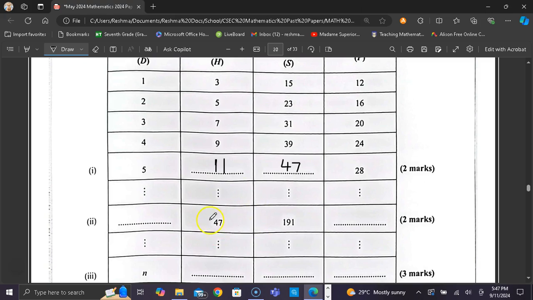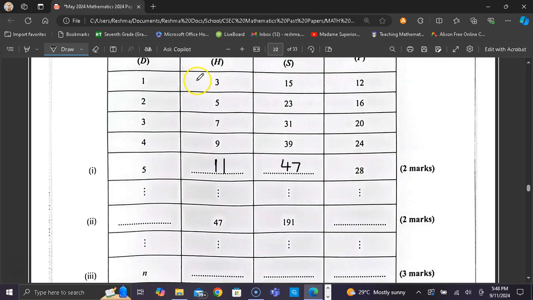Here we have the number of hexagons is 47. The number of sticks is 191, and we have to work backwards to get the diagram number, and then we have to work out the parameter. So let's work out the diagram number. If we take a look at the relationship between D and H, let's see if we can figure out the linear relationship. How do I know that it's a linear relationship? Well, there is a constant difference between the number of hexagons from one diagram to the next. We're adding 2, a constant value.